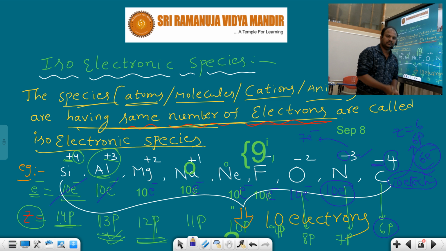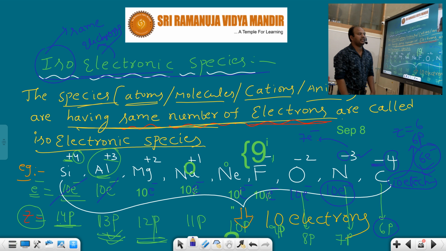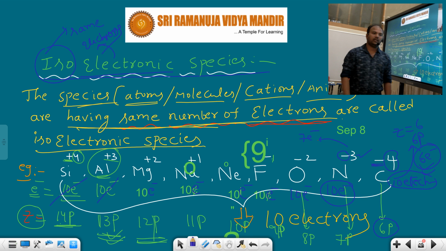Electrons, the same number of electrons are there. They are called isoelectronic species. The same number of electrons are present in it. Those are called isoelectronic species. In the example I have given, whether you take the cations, or anions, or atoms, the electron number is the same. In this example all are having 10 electrons. That's why these are examples of isoelectronic species.